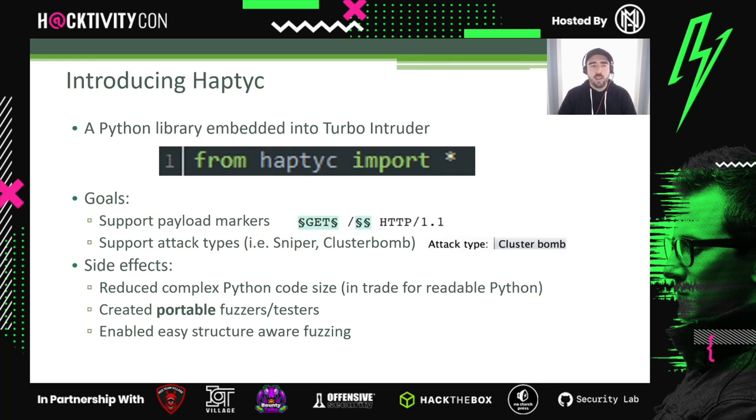And so I went off and I built this library, and as I was testing it to completion, I noticed some positive side effects from the library. First, it significantly reduced the Python code size, in trade for actual readable Python. It also created these portable fuzzers and testers. The Python that you write can actually be reused across HTTP types from the Repeater. So you could send anything from the Repeater and reuse the same types of fuzzers that you've built. And it also enabled easy structure aware fuzzing, and I'll explain what that is later in the presentation.